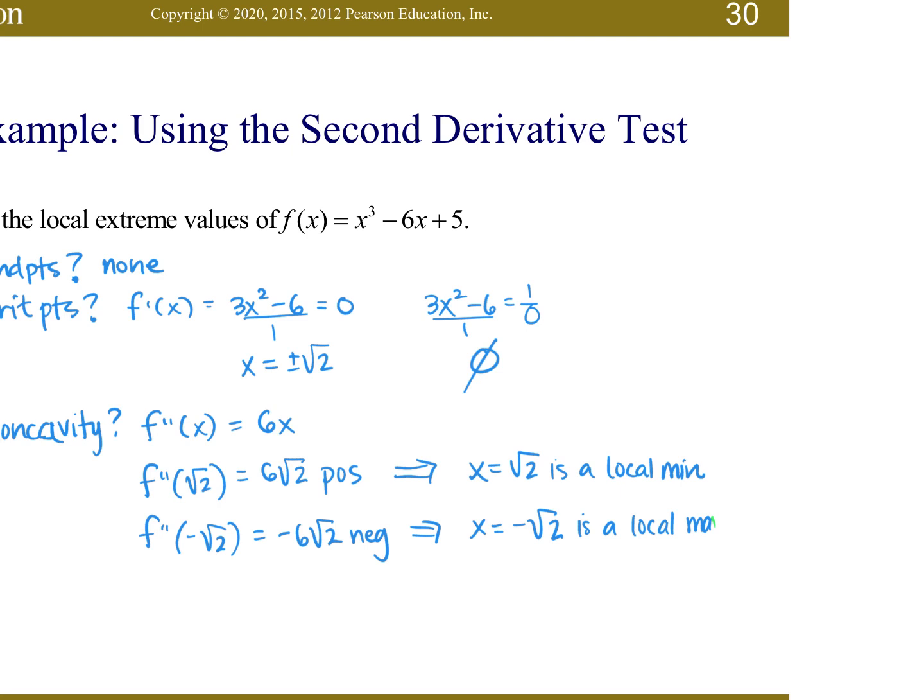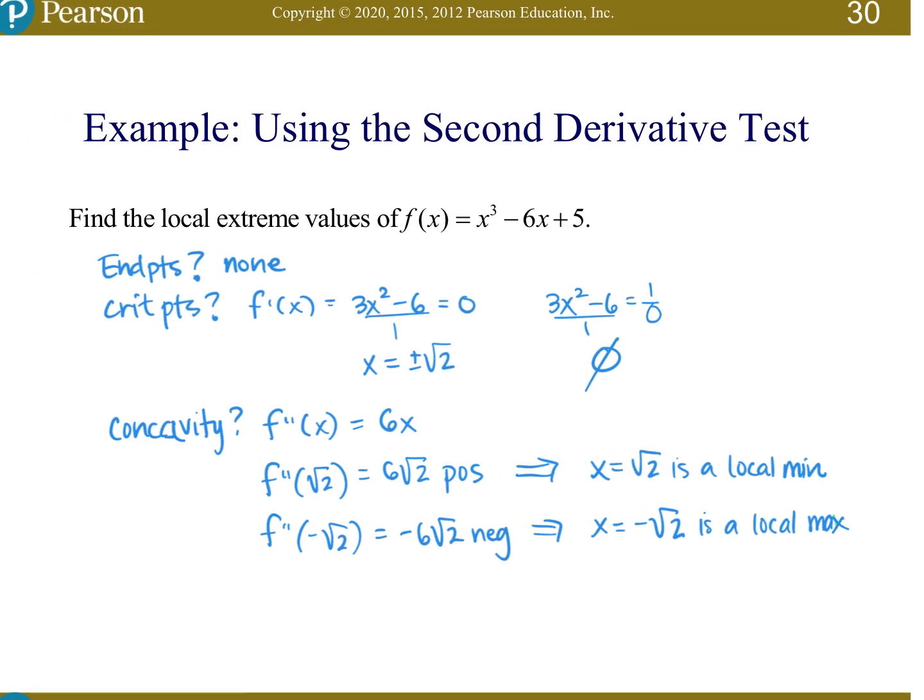It can't be absolute. Whoa, how did I change colors there? Because this is a cubic, and a cubic doesn't have endpoints, and it just goes on forever and ever and ever. Okay, so a cubic is going to go up, hit its local max, down, hit its local min, and then just go up forever. So it doesn't have any absolutes.